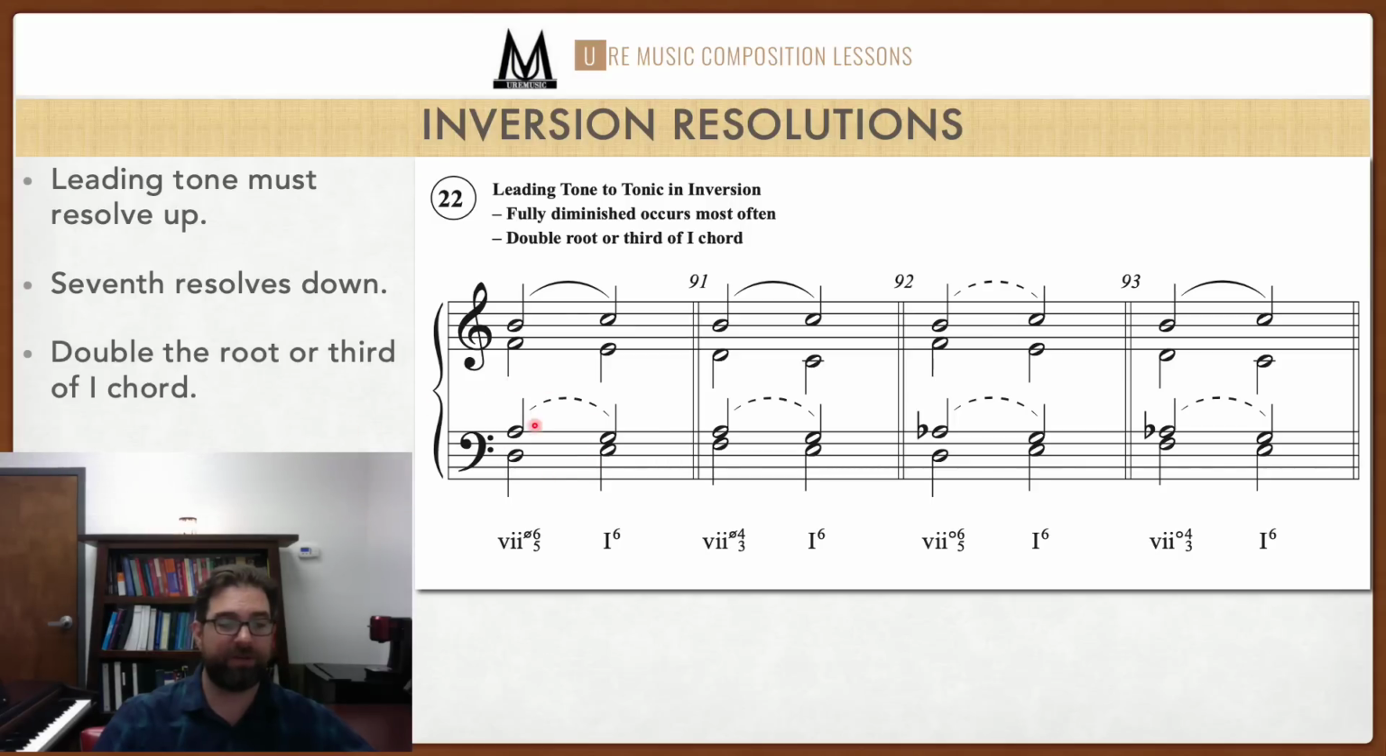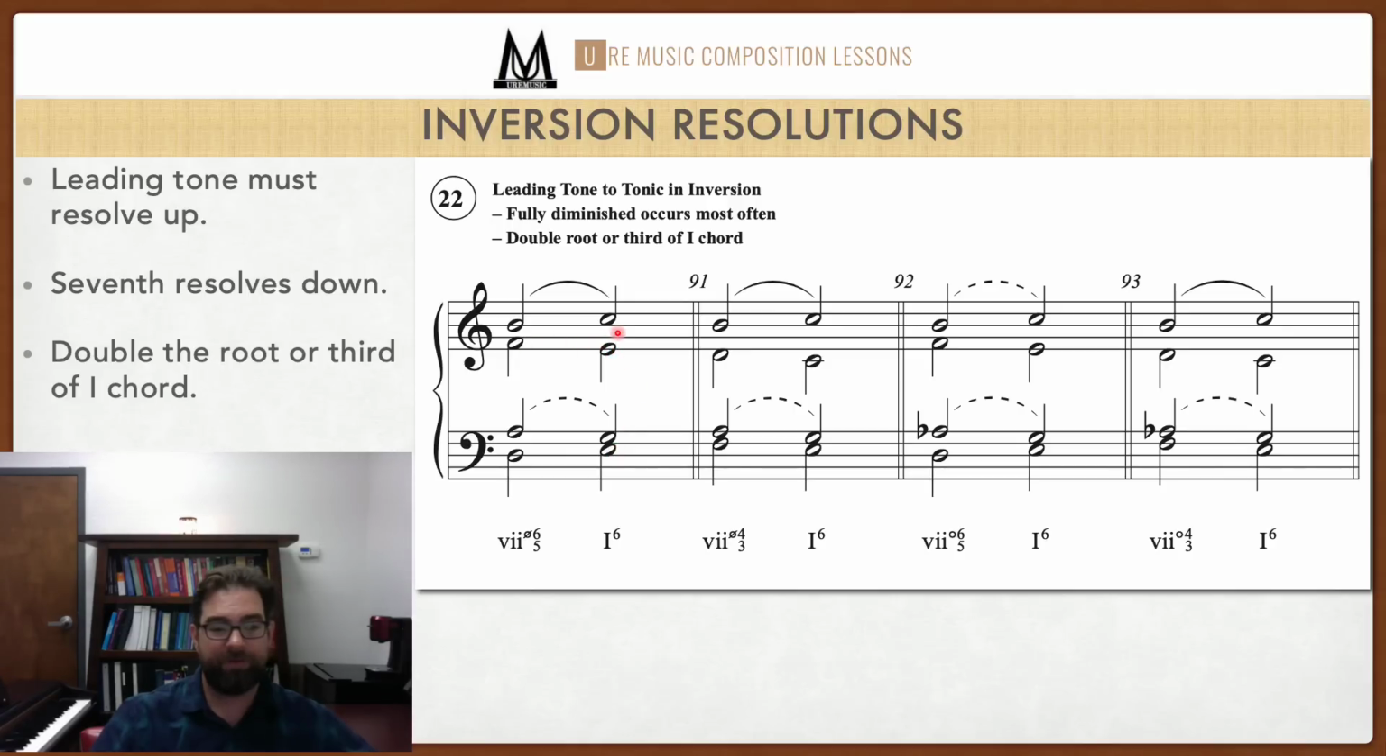So here, let's look at this. We've got our B, the third is in the bass, it makes it a 6-5. So B, D, there's our F, and our A. So our seventh is coming down, leading tone going up. In this case, we doubled the third.